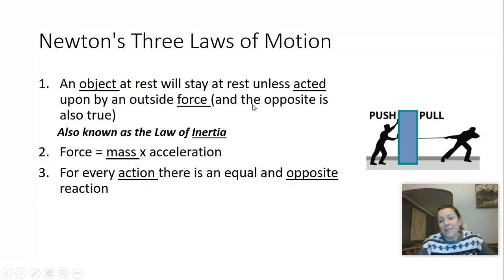All right, so in a nutshell, 3 main laws. The first law is that an object at rest will stay at rest unless acted upon by an outside force. We've been talking about this, right? And there are always forces around, and just because something isn't moving doesn't mean there's no force acting on it. The opposite is also true. An object in motion will keep moving unless acted on by an outside force. This law is also known as the law of inertia, and we'll talk more about that word in a moment.